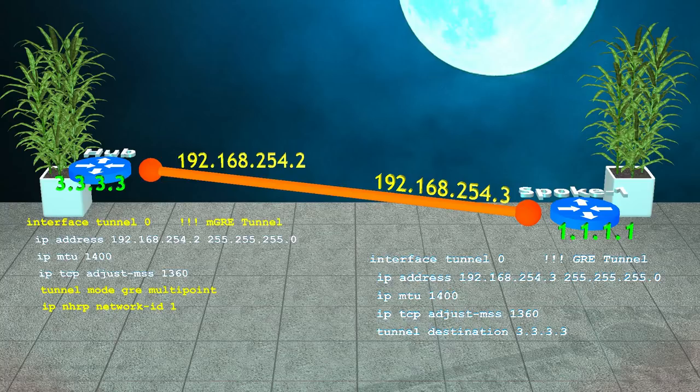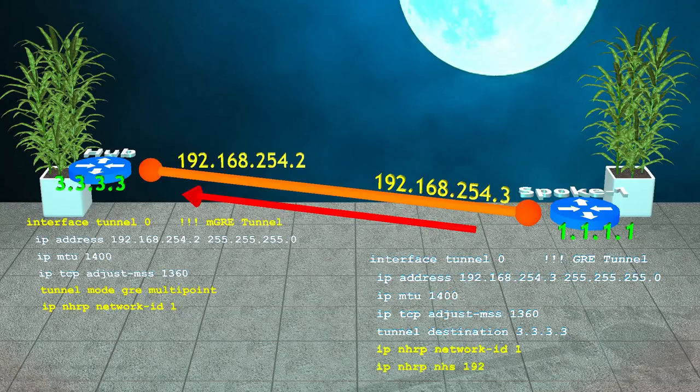The result is that we can now use a single tunnel interface on our hub router instead of several hundred. The hub router doesn't have any destinations statically defined anymore. Instead, the spoke routers use NHRP to register themselves with the hub. In NHRP terminology, the hub router is called the Next Hop Server, or NHS. We also need a way to map the hub's tunnel IP to its real IP. This is where the spoke will send GRE packets.